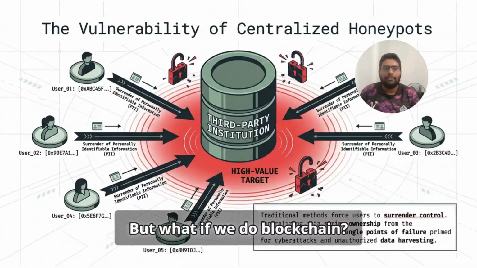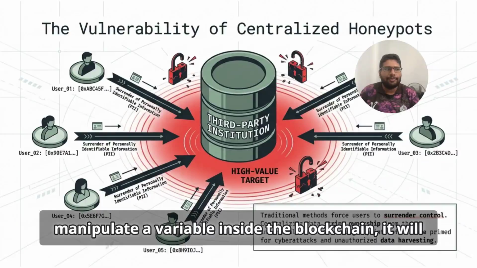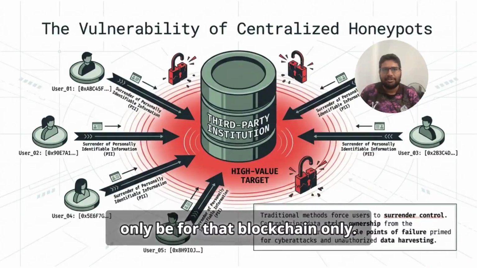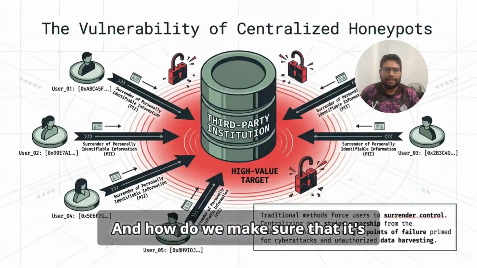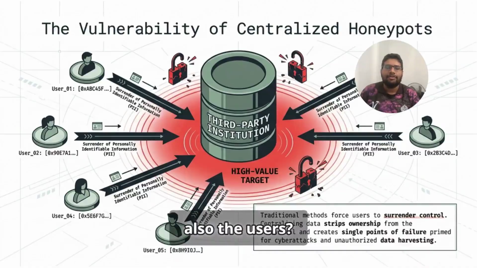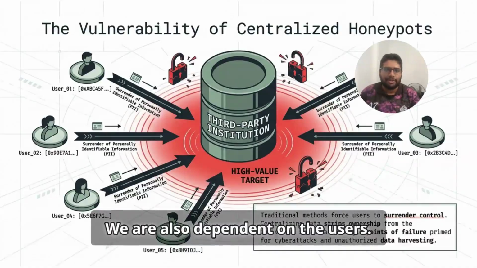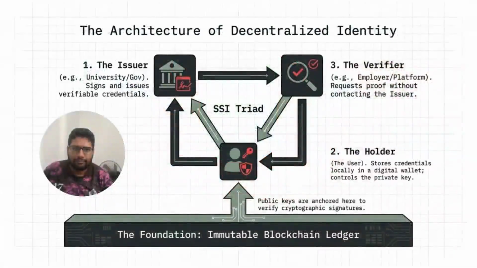But what if we use blockchain? In that case, even if hackers try to manipulate a variable inside the blockchain, it will only be for that blockchain only. The rest of the database is still okay. And how do we make sure that it's not just us that has the data, but also the users? We are also dependent on the users. We'll go into the blockchain.